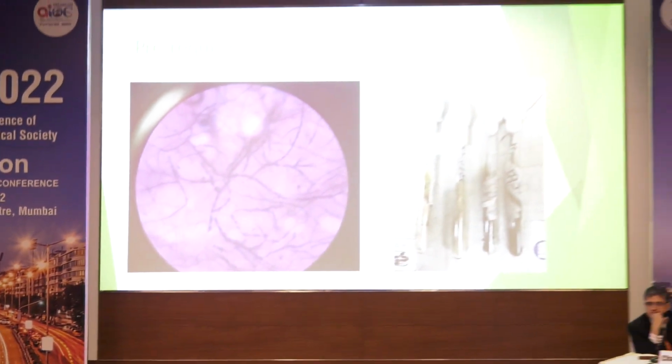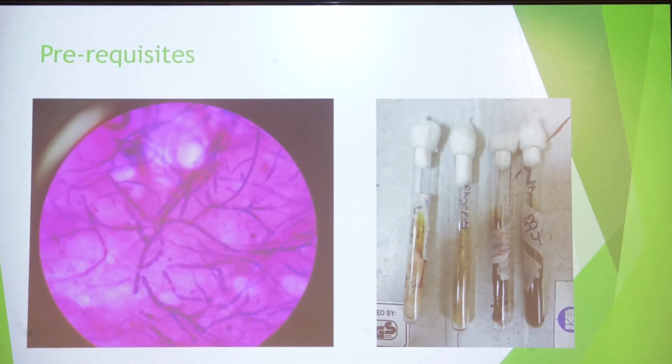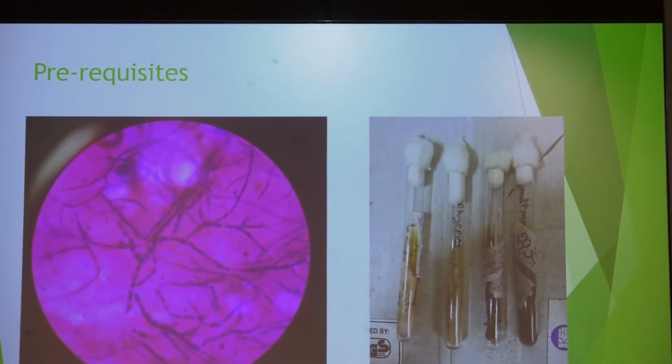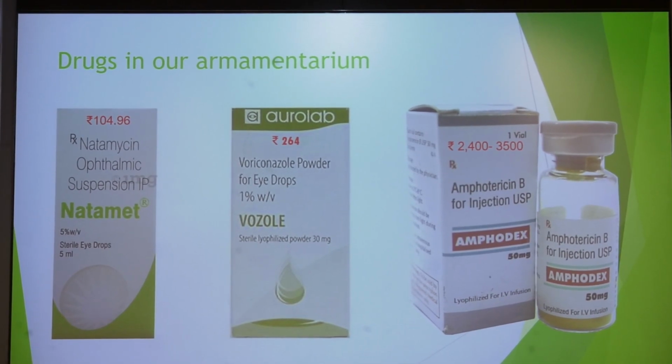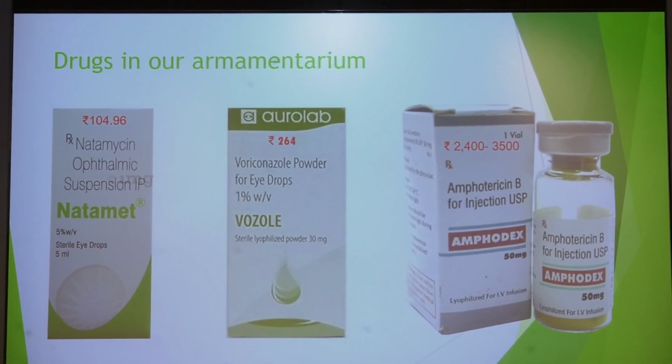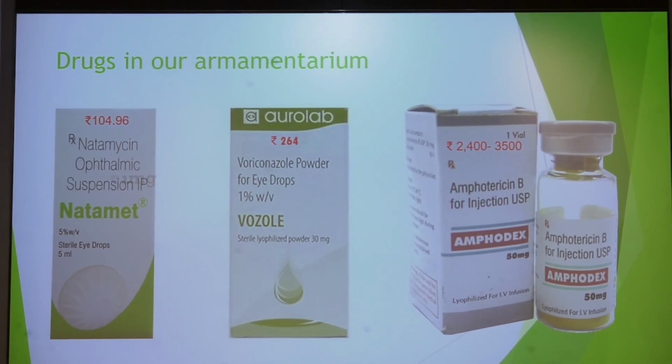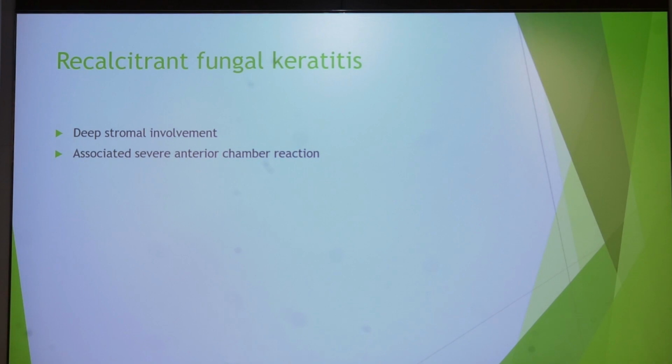To label a keratitis as fungal keratitis, it has to be either smear positive or culture positive. These are the drugs in the armamentarium of the cornea specialist. These are the topical medications that we use, and they work quite well. However, at times they do not work and the ulcer tends to worsen, either because of deeper stromal involvement, an associated severe anterior chamber reaction, or because the drug is not reaching the intended site. So what has to be done then?